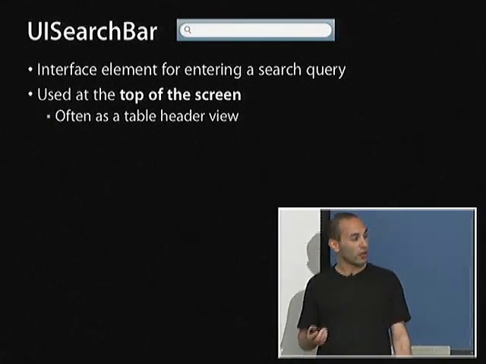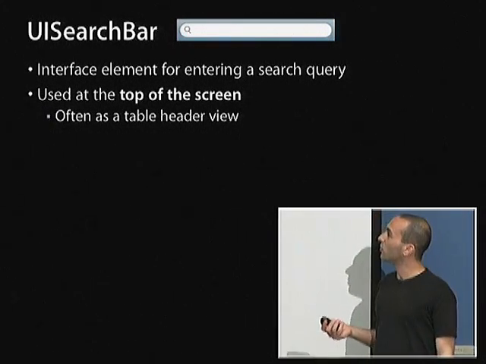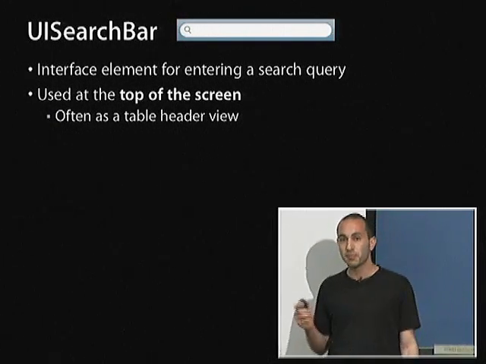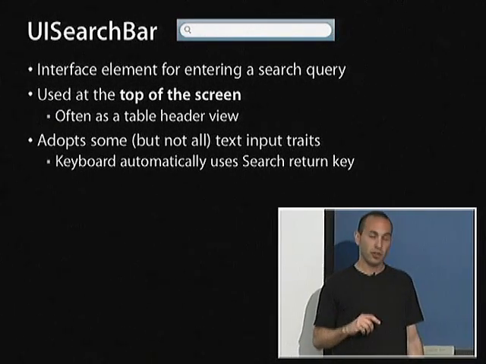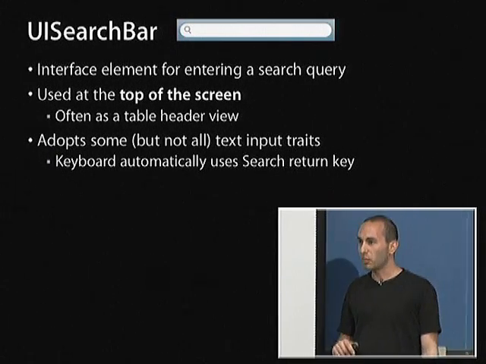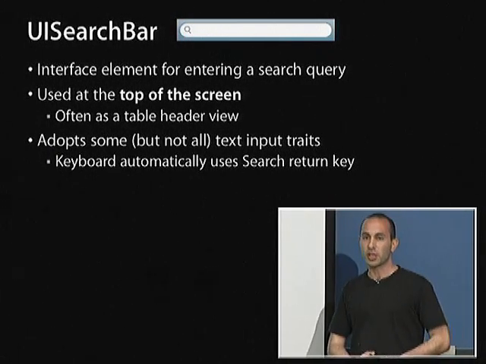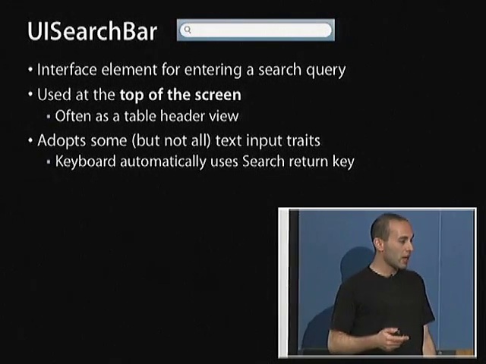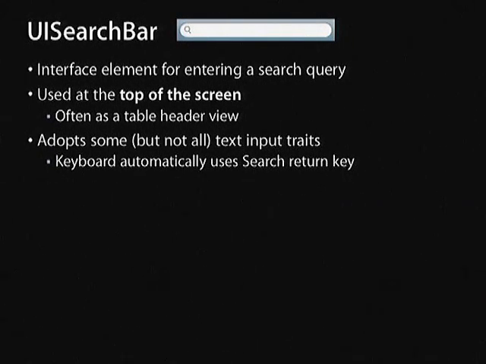So again, it's often at the top of the screen. Sometimes it's right in the navigation bar. Sometimes it's used as a table header. I'm going to show you how to use it as a table header. And it adopts the text input traits that we talked about a couple lectures ago. So you can say autocorrection on, you can say auto capitalization, stuff like that. And the keyboard that is associated with this automatically gets the search button down in the bottom right corner.